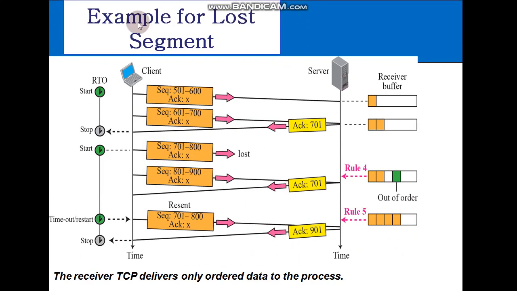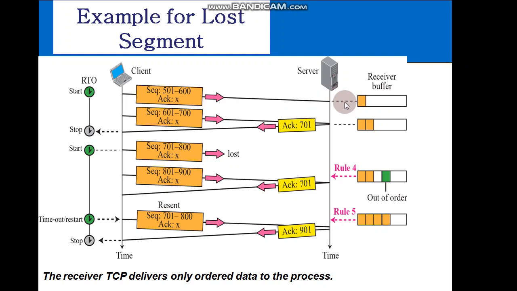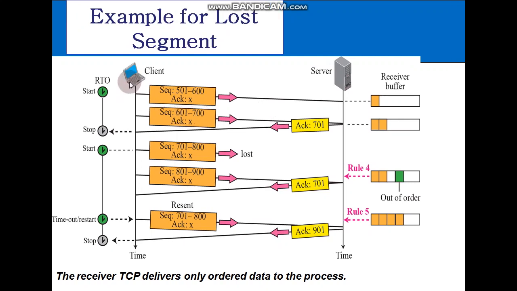Now this is an example where we are talking about the lost segment. Suppose a sequence number from 501 to 600 is to be sent from client to server, and this is the receiving buffer. So this segment is received by the buffer, and then again 601 to 700 is sent by the client to the server. Because this is also received, two segments are received and stored properly in the receiver buffer, and immediately 701 is sent, because up to 700 the data is received.